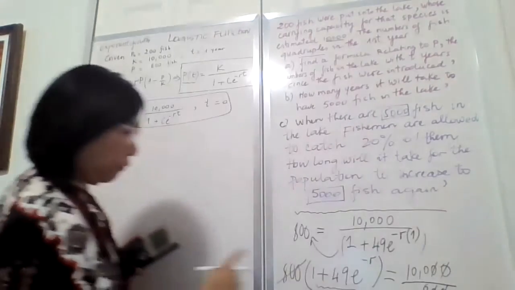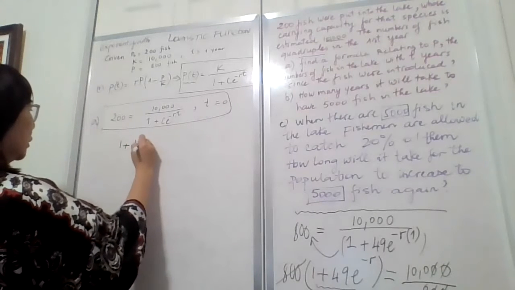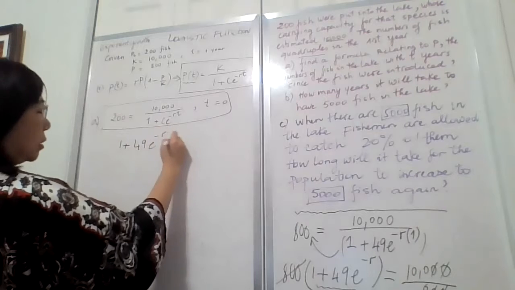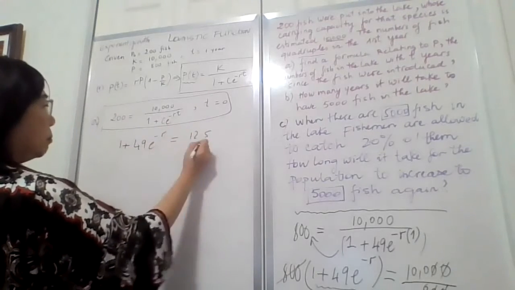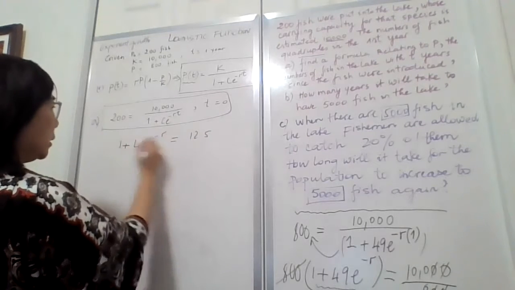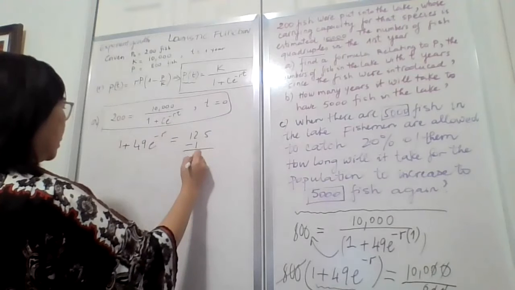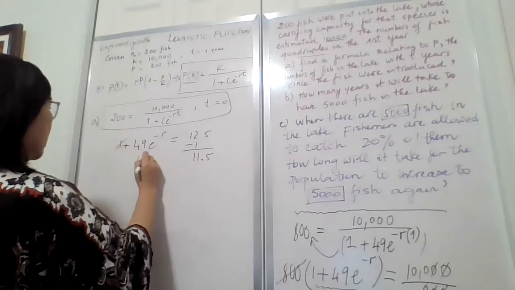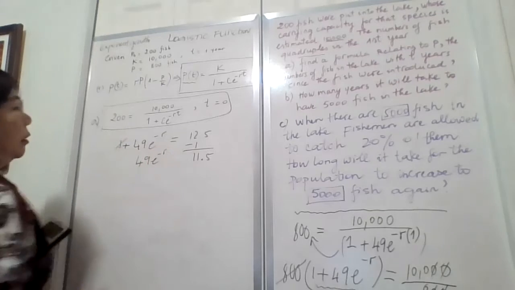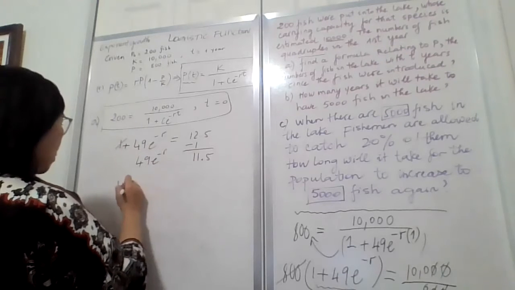Now I'm going to solve for r. Let me write down 1 plus 49 e to the minus r equals 12.5. Move the 1 over, positive becomes negative, subtract. Then I get 11.5 on this side, and the 1 is gone. This is 49 e to the minus r. Now I will take ln of both sides.